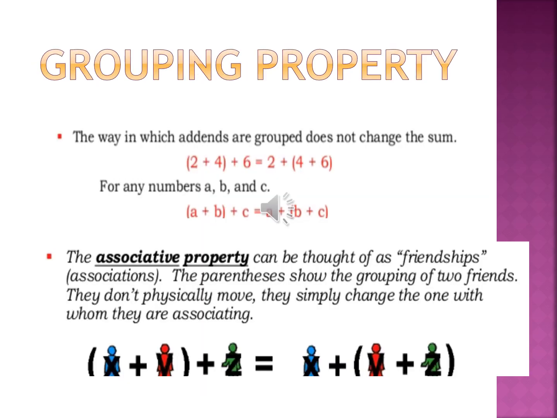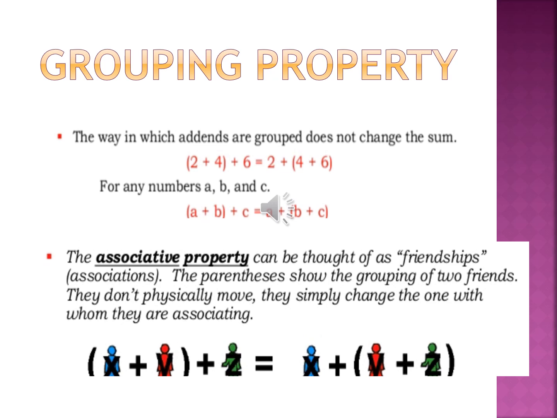Now the last property is grouping property. Grouping property is also called associative property. Now it can be thought of as friendship associations. For example, you are three friends and you wore different color t-shirts, blue, red and green. So there are 2 days now. First day, the blue and the red one made a group. The other day, the red and the green one made a group. Just see the left hand side and the right hand side. So making groups will not affect the friendship of three of you, right?